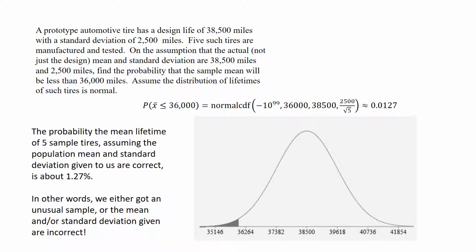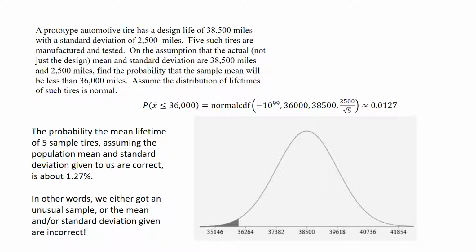And then the standard deviation for this sampling distribution is that 2,500, the standard deviation of the population, divided by the square root of 5, the sample size. And you can type it into your calculator like that. That's going to give you a more accurate result than calculating 2,500 divided by the square root of 5 and then typing in a decimal approximation. So when we put that in our calculator, we get about 0.0127. About 1.27% of the area is in that little shaded chunk to the left of 36,000 miles.